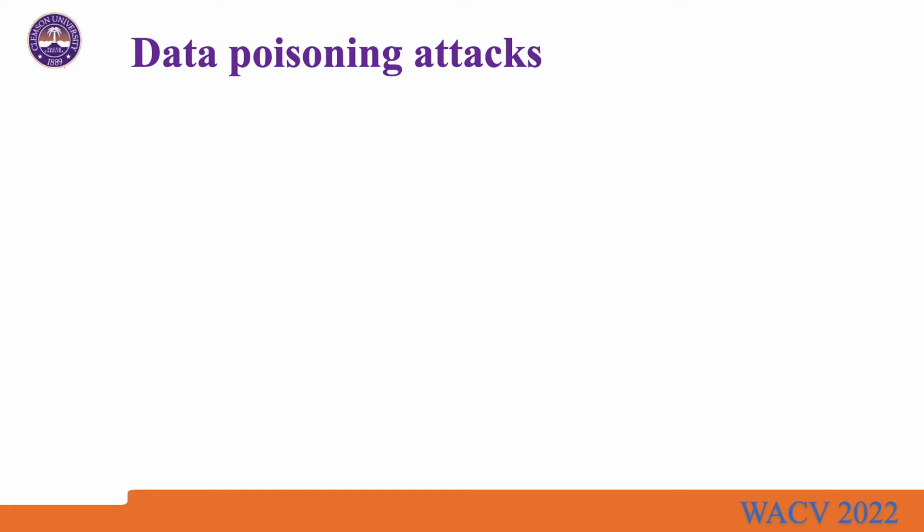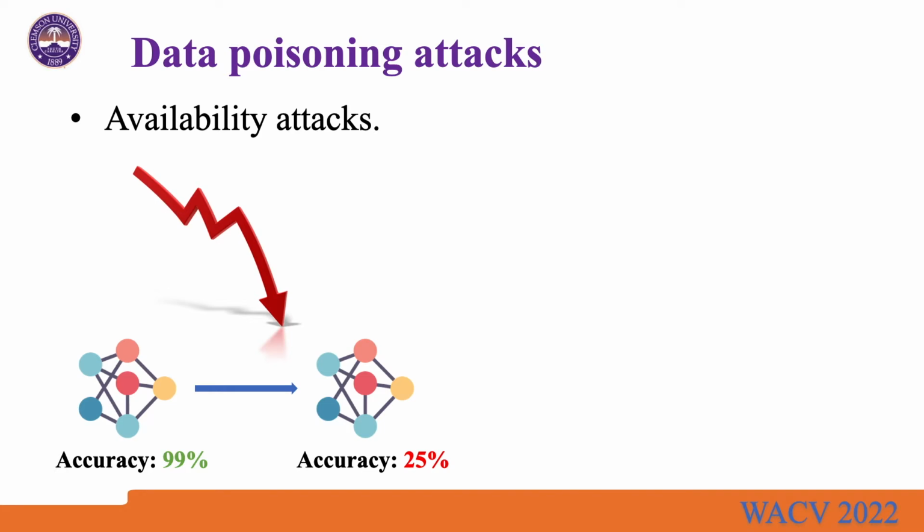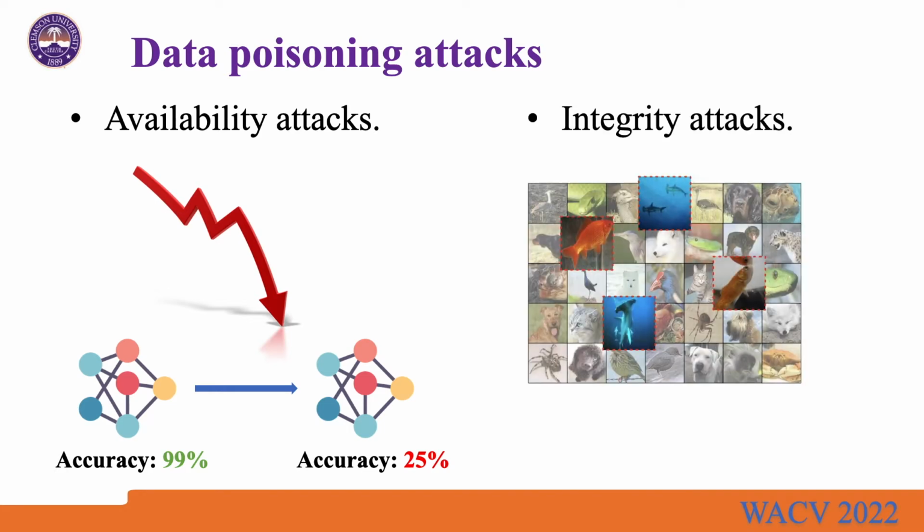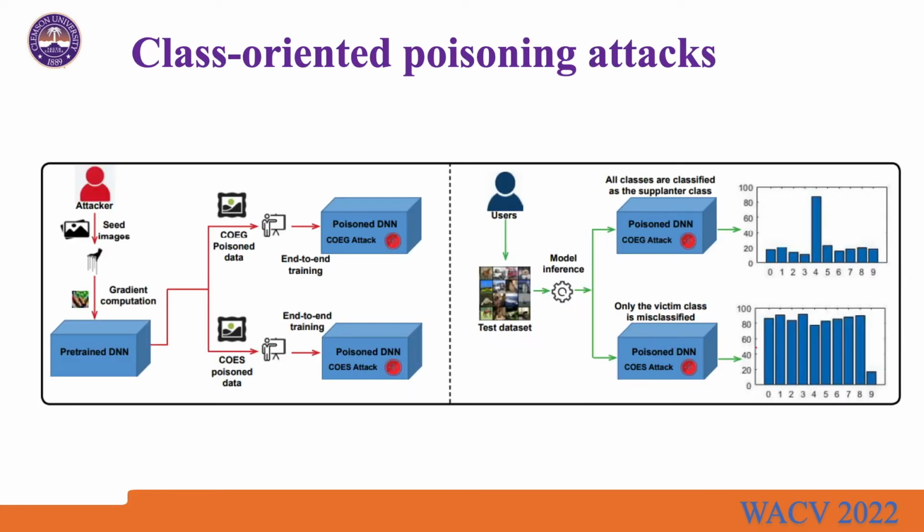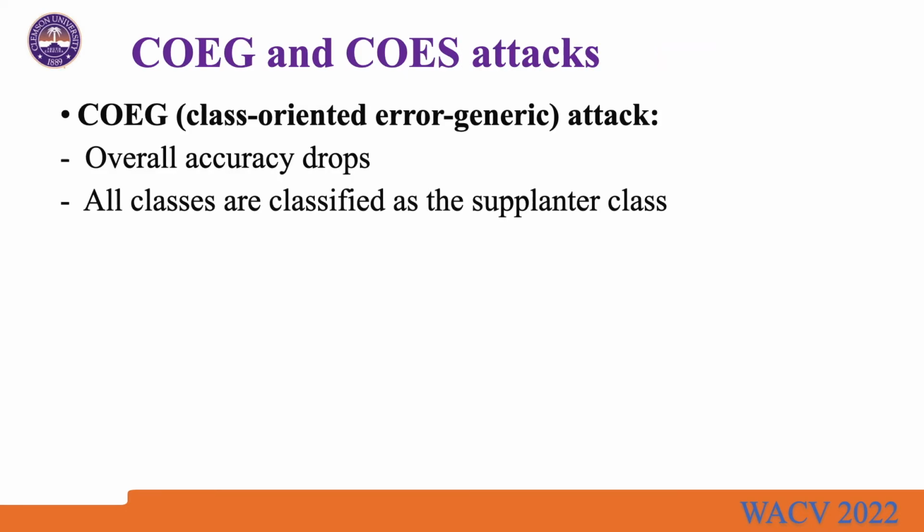Poisoning attacks can be broadly classified into two categories: availability attacks that aim at degrading overall model accuracy, and integrity attacks that seek to cause misclassification on specific instances. In this work, we advance the adversarial goal of availability attacks to a class basis. Rather than only focusing on degrading the overall model accuracy, we also want to manipulate the behavior of each class. We propose two class-oriented attacks: the class-oriented error-generic attack and the class-oriented error-specific attack.